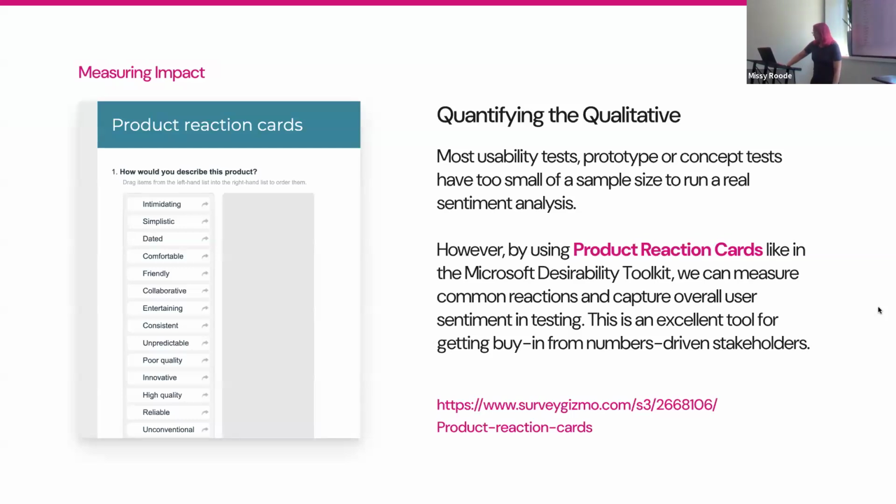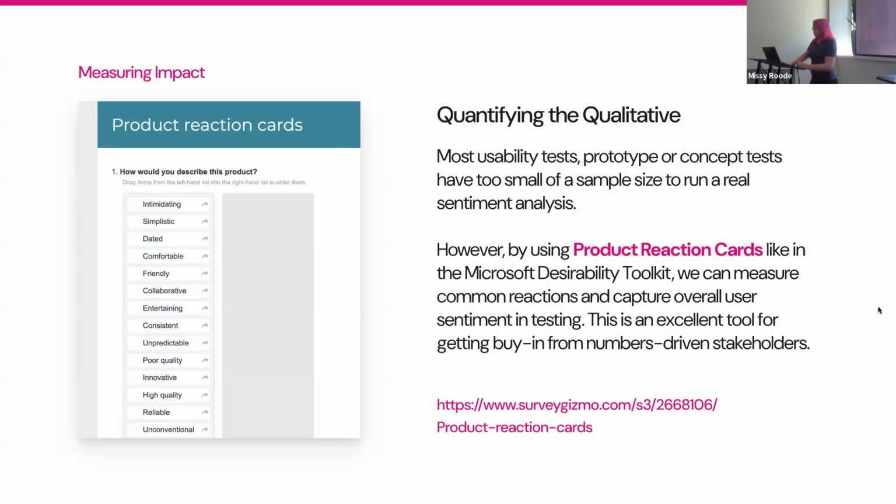Lastly, measuring impact. In this case, quantifying the qualitative. I really recommend, from the Microsoft Desirability Toolkit, product reaction cards. I really, really love these because you can put them in a survey, or into any of your usability studies, whatever you've got. It'll really help you collect sentiment in a way that is quantifiable for your stakeholders.